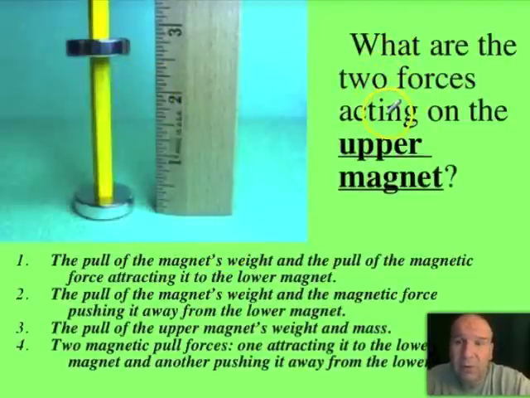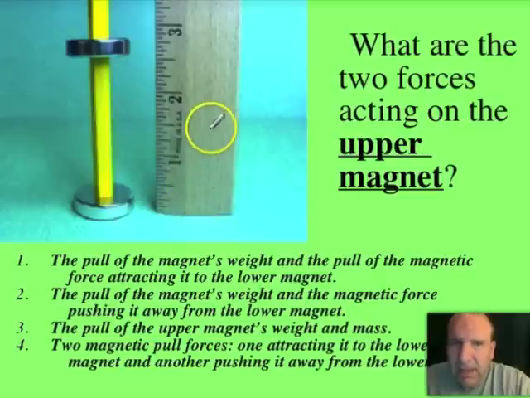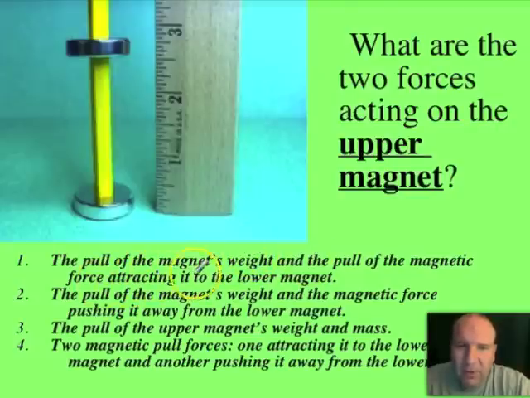Now the next question, again, we're using the same diagram, but look, a different question. What are the two forces acting on the upper magnet? So the first question asked about the lower. Now we're talking about the upper. So the pull of the magnet's weight and the pull of the magnetic force attracting it to the lower magnet.